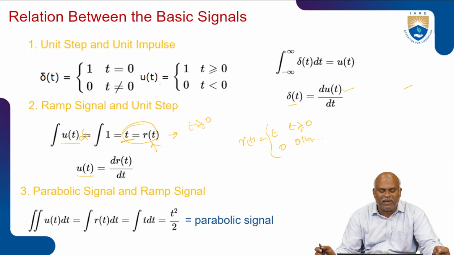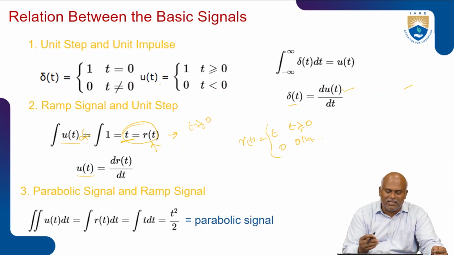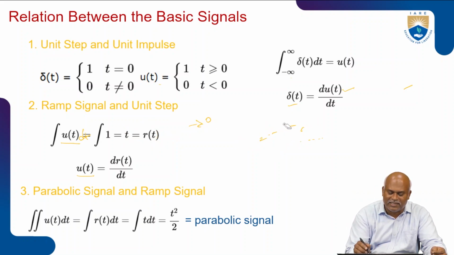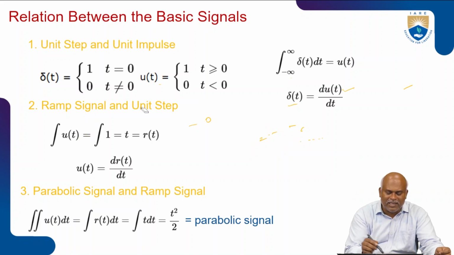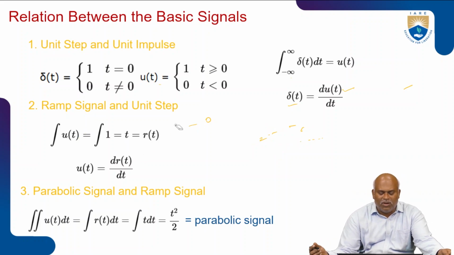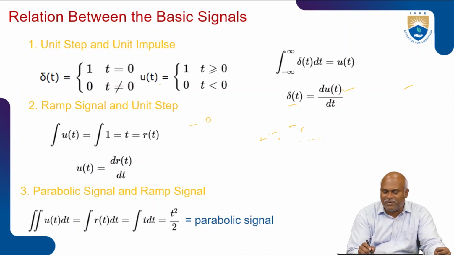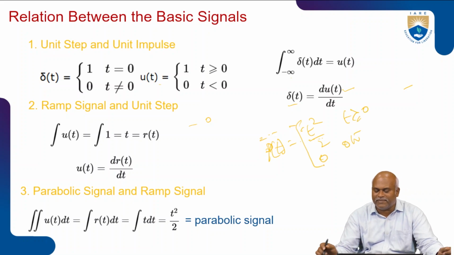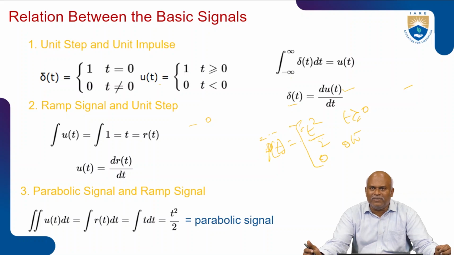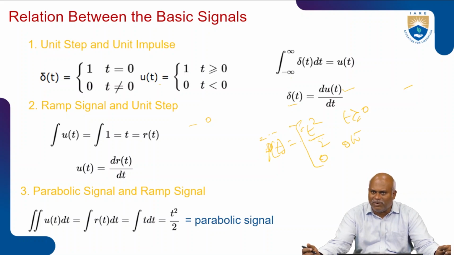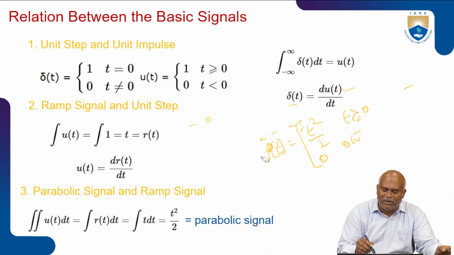This is the relationship between the ramp signal and the unit step signal. Next case, we go for the parabolic and ramp signal. The parabolic signal is represented as r_p of t equal to t square by 2, when t is greater than 0, and 0 otherwise. This is represented as a parabolic signal.